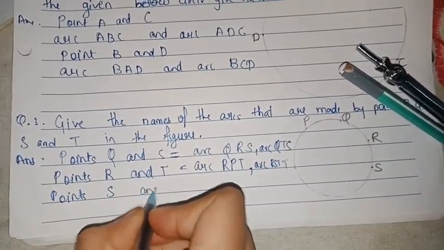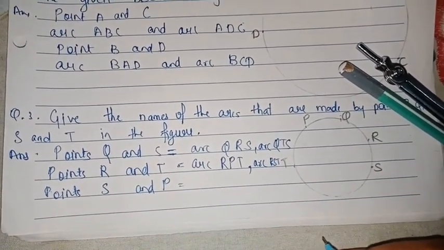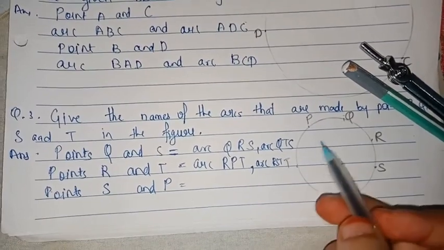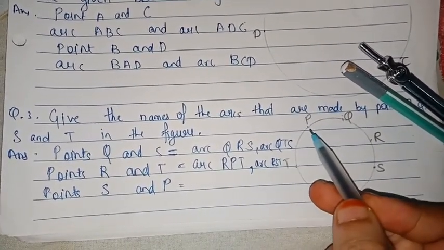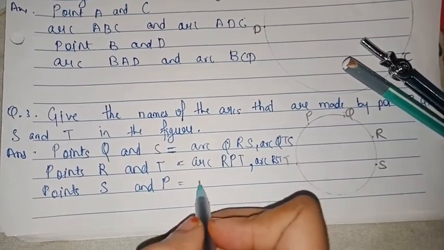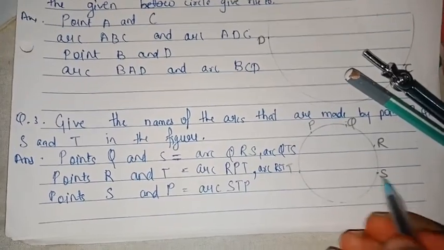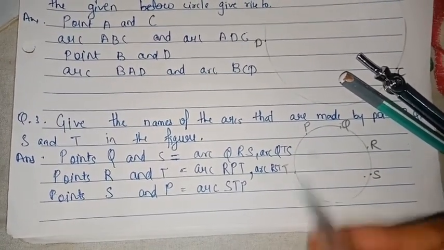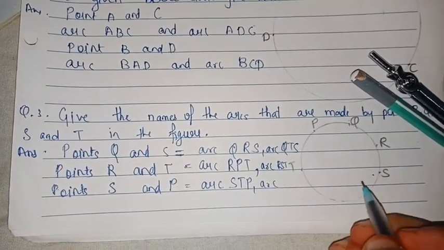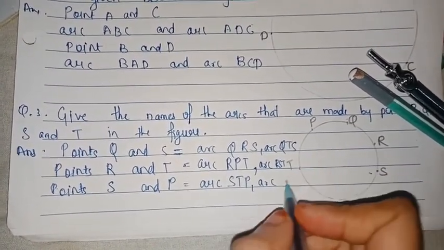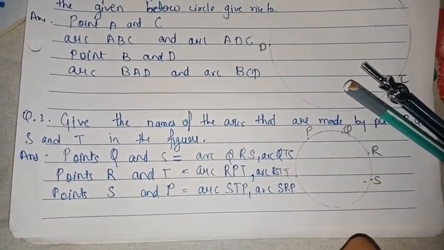Now I'm taking points S and P. Now S is here and P is here. So first arc is arc STP, right? Second arc is arc SRP. Done.